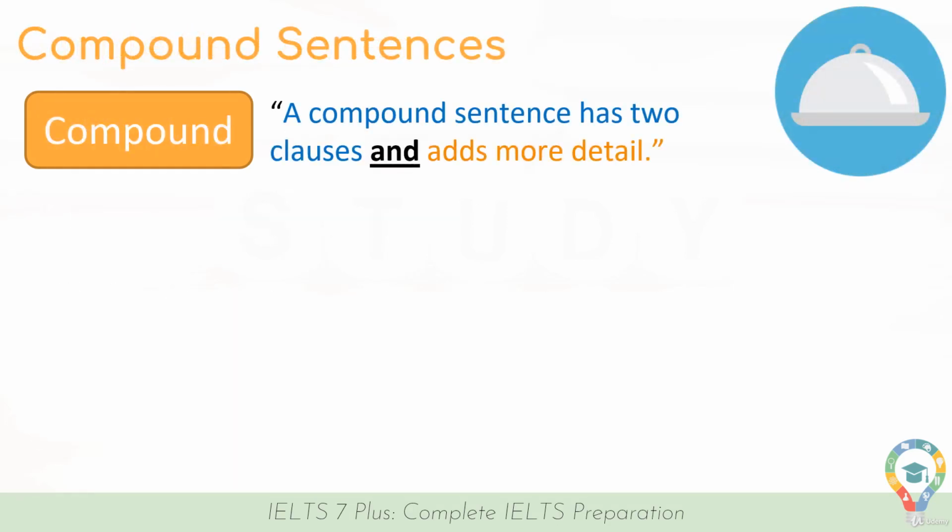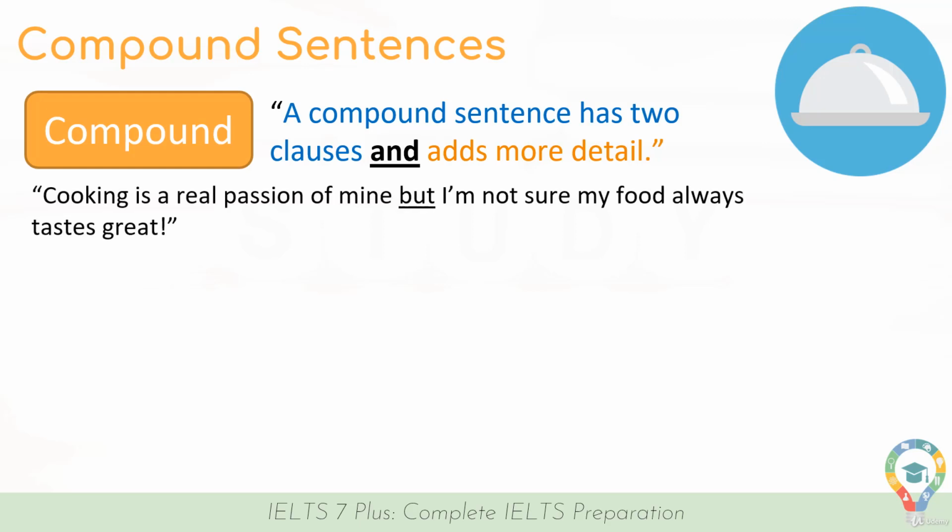A compound sentence has two clauses and adds more detail. Now you may have noticed that I've underlined and. And is a connective, and a compound sentence will always use a connective. I'll show you some examples around the topic of food. Cooking is a real passion of mine, but I'm not sure my food always tastes great.